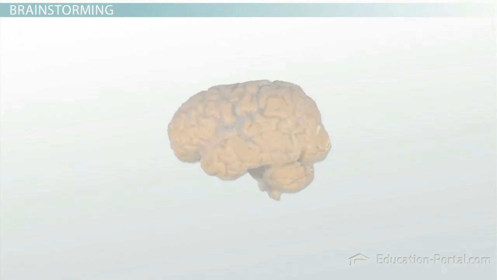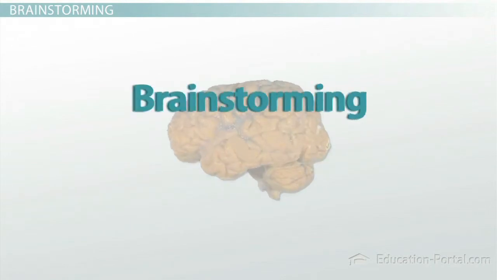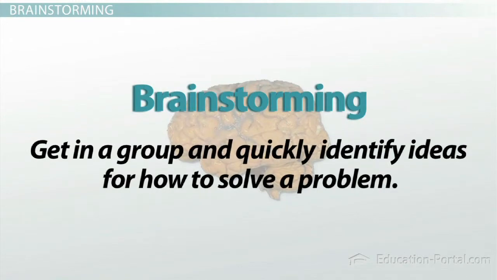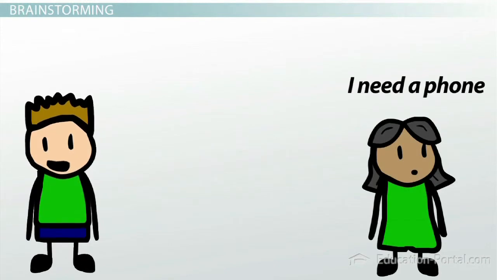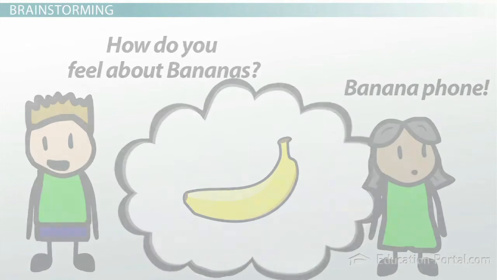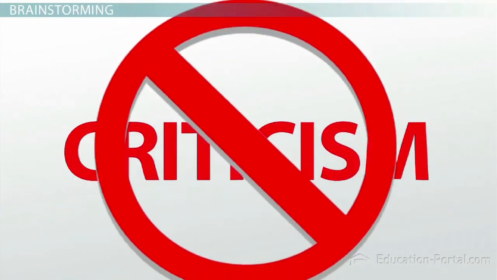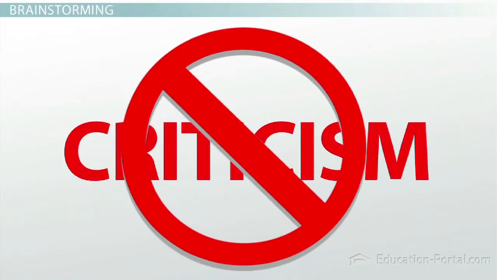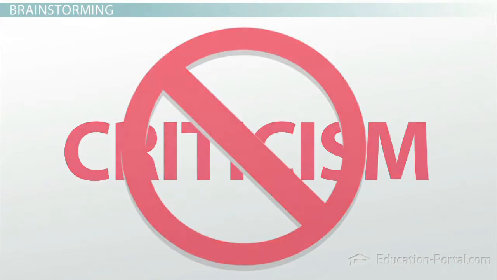Maybe the most famous way to help people think in creative ways is a technique called brainstorming. When people brainstorm, they get in a group and quickly identify ideas for how to solve a problem. Brainstorming requires the group setting so that people can bounce ideas off of each other. Maybe someone else's idea will get you to think about a solution that you wouldn't have identified on your own. Brainstorming also requires that no one criticizes any ideas at this stage. The purpose of brainstorming is simply to get the creative ball rolling, so being critical at this stage will hurt the process instead of help it.